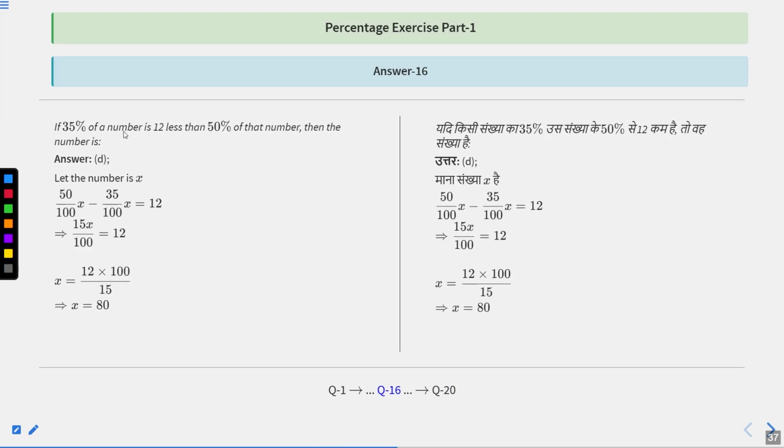Now, the question says that 35% of a number is 12 less than 50% of that number. So we let the number be x, and 50% of that number minus 35% of that number is equal to 12, according to the question. So when you solve it, you get 15x upon 100 is equal to 12. And when you calculate x, you get x equal to 80. Okay. So D will be the correct answer. Now next one.